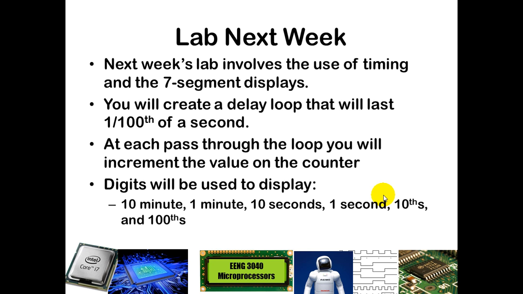So at each pass through the loop, you can either increment or decrement the value in your loop, but what you're going to do is you're going to increment the value on the counter in your hundredths of seconds, and then if that needs to overflow, you're going to increment your next space, and so you will represent 10 minutes, 100 minutes, 10 seconds, 1 second, tenths of seconds, and hundredths of seconds on your display.